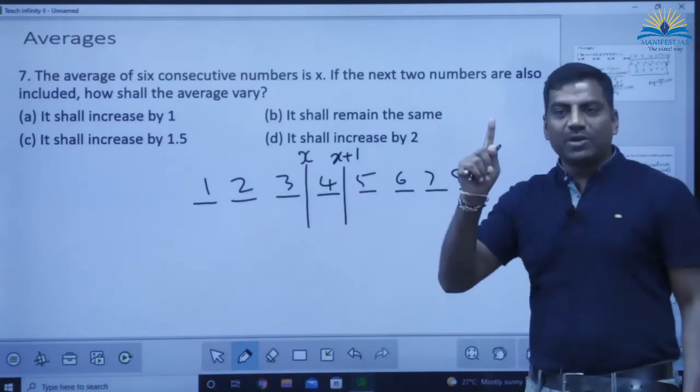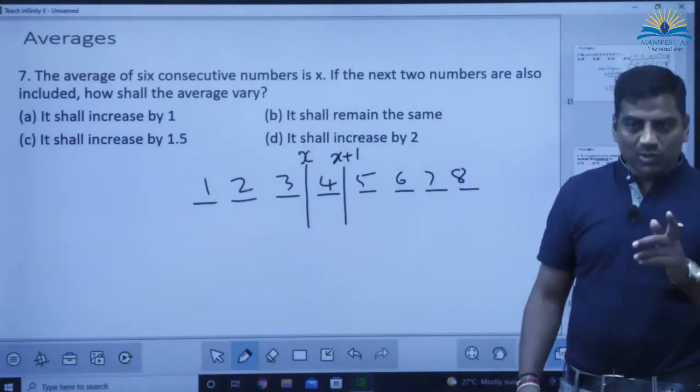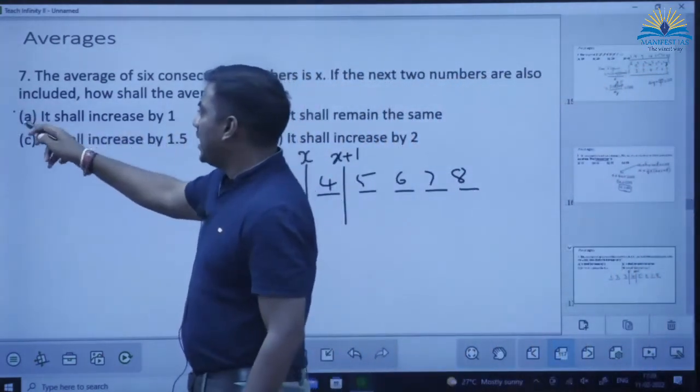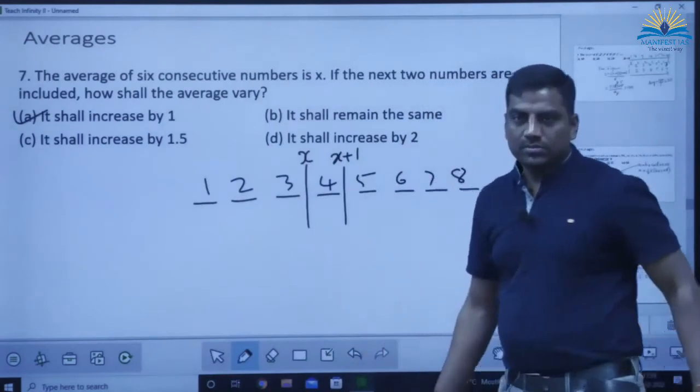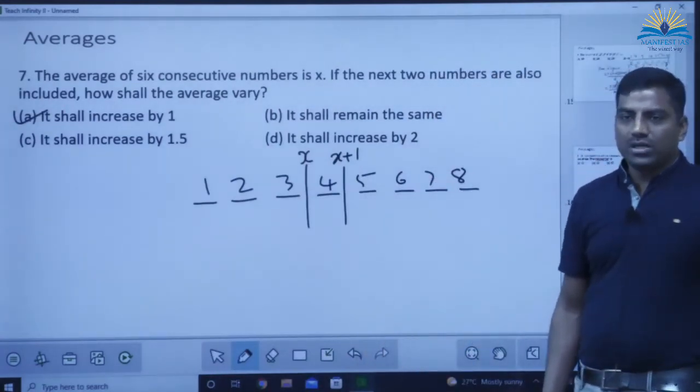The average will shift by 1 place. That means by number 1 or by plus 1. So what is the answer? It shall increase by 1.